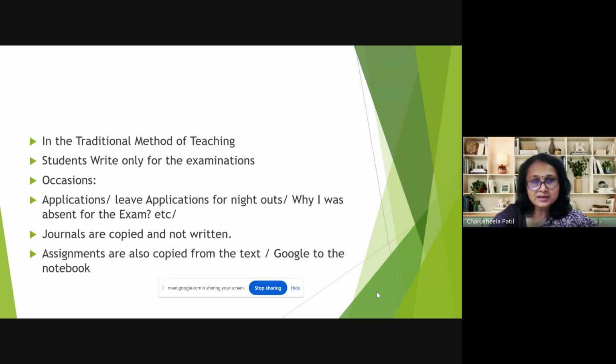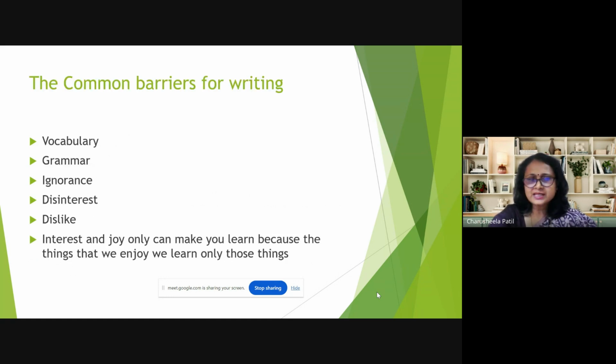Then there's another point, assignments. Most of the times the students are given some kind of assignments, but these assignments also they copy either from the textbook or from Google or from any other sources. So these are some of the reasons that people hardly get any practice of writing skills. Yeah. So these are some of the barriers to why they try to avoid it.